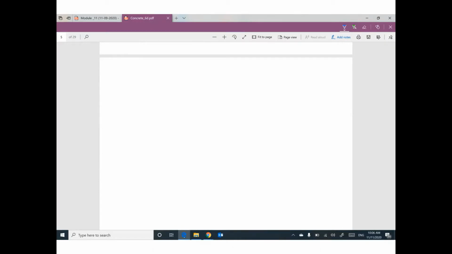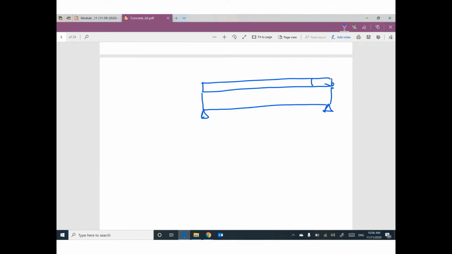Guys, if you have a beam simply supported under the effect of uniform distributed load, the bending moment diagram for this beam will be like a parabola. The maximum moment at this point, M equal W L square divide 8.